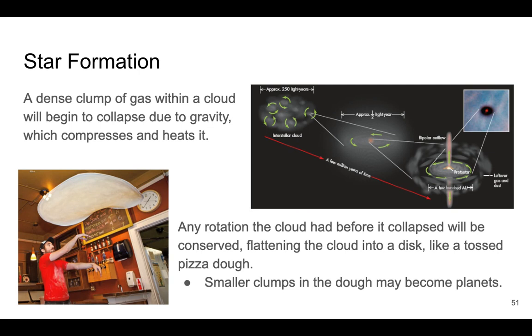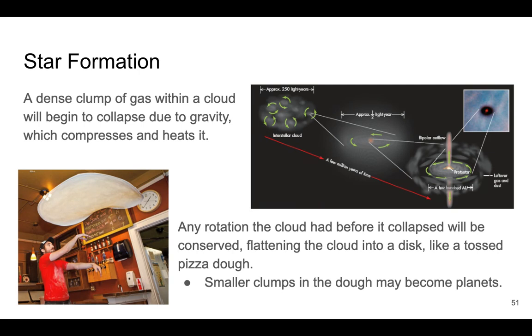Just like the figure skater can bring her arms in when she's spinning and she'll start to spin faster, but she keeps all of the angular momentum she had at the beginning. The same thing happens with this giant cloud of gas. So it starts to collapse. And if you've ever seen a real pizza being made, the pizza guy is going to take the pizza dough that was originally a ball, spin it, and centrifugal force kind of flattens it out into a disc.